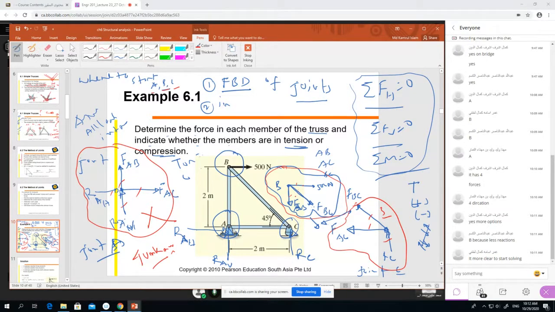Because, sorry, in C there are 3 unknown. We don't know BC, we don't know AC, and we don't know RC. But in B we only have 2 unknown, so B will be easier. That's one reason. Another reason is we have some numerical force values. Here we don't know the value for BC or AC, but we have some numbers here. So we can attack the problem from B. We can start from B. Now clear why we select B? The correct answer is B. Now clear?